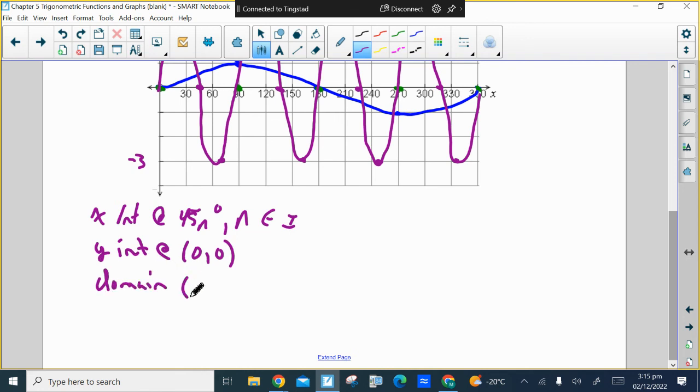Our domain goes from negative infinity to positive infinity. That's never going to change. Our range in this case is between negative 3 and positive 3, because our amplitude is 3.